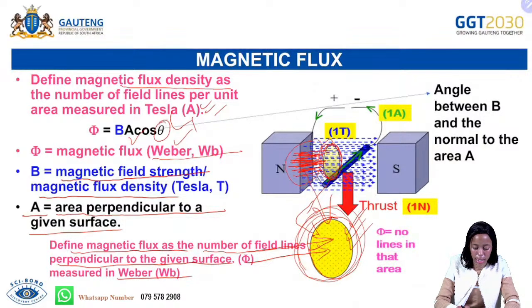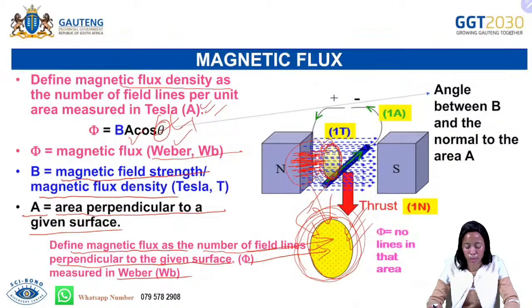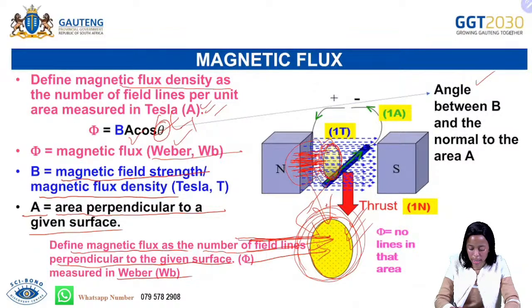Then we have theta in the formula. Theta is the angle between B and the normal to the area, so the angle between the magnetic field and the normal. So how do you draw a normal? The normal would be at a 90-degree angle to whatever surface you have.